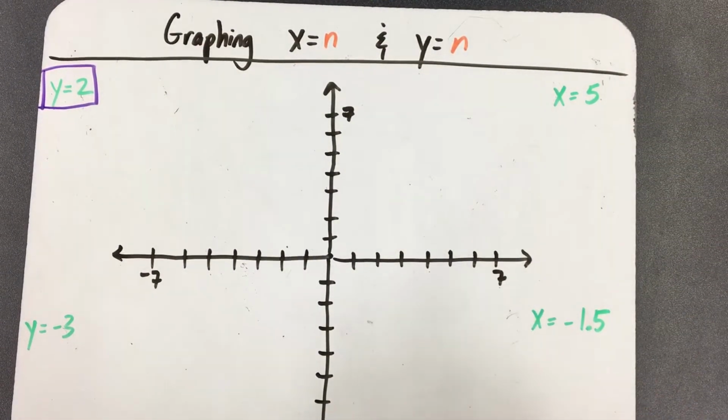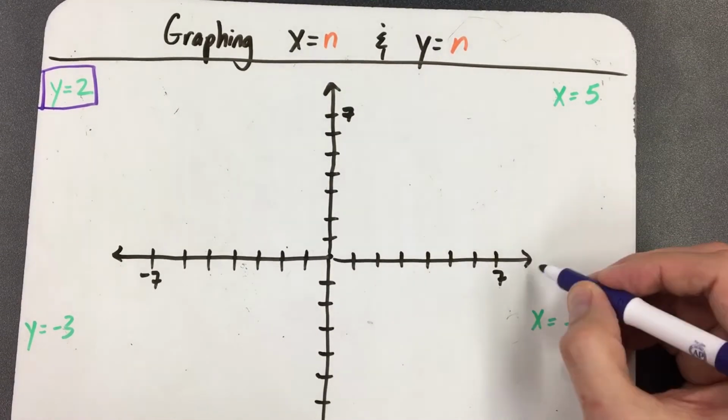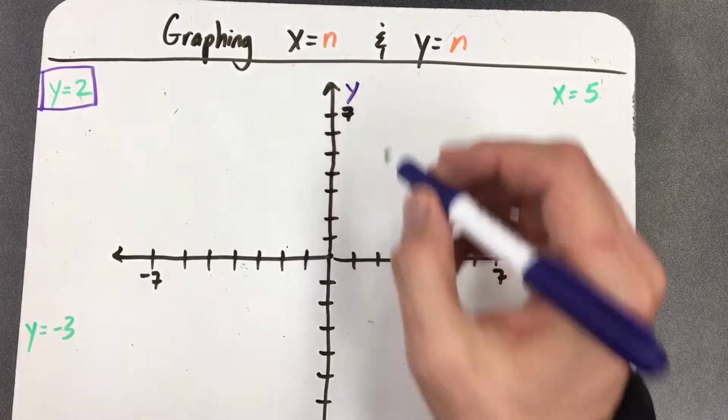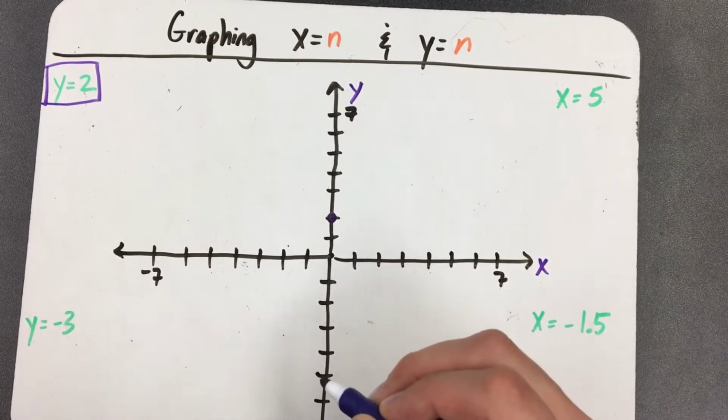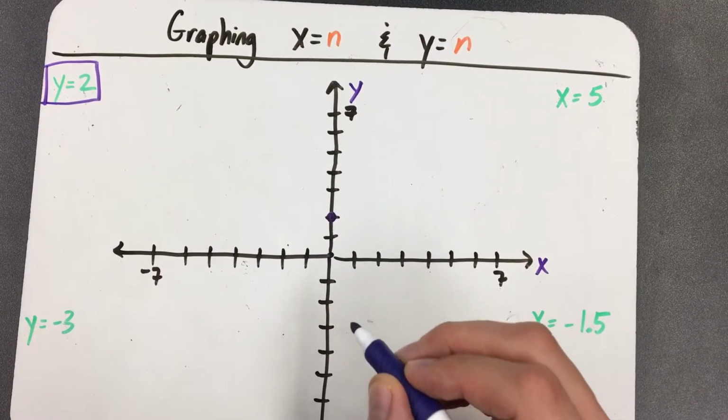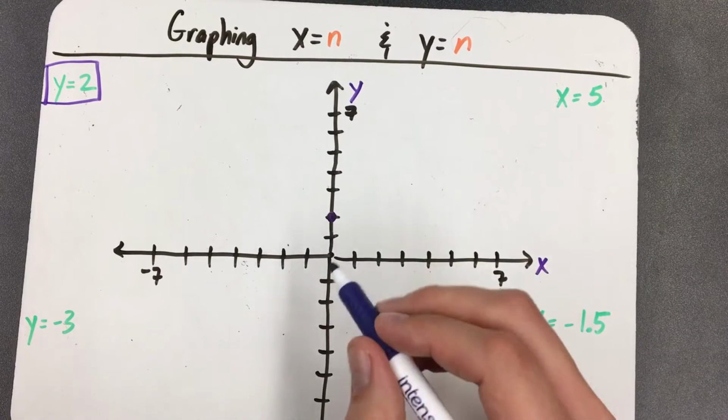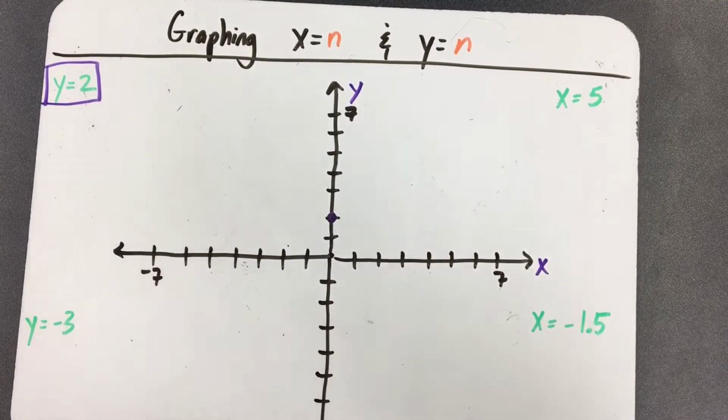Y equals 2. Now, I could go on the y-axis. I mean, we know we have an x-axis and a y-axis. I could go to y equals 2 like that, but that's not good enough, right? It isn't just a point. This isn't like a number line. This is all of the points in the history of the world where y equals 2.